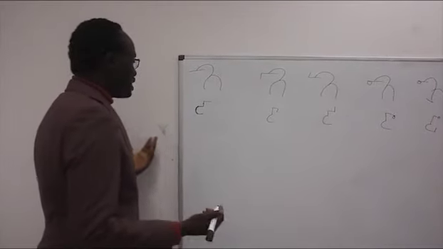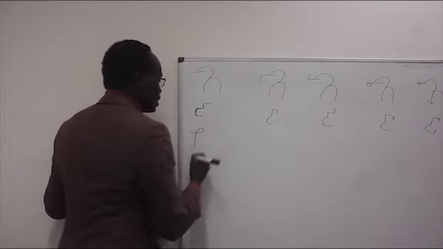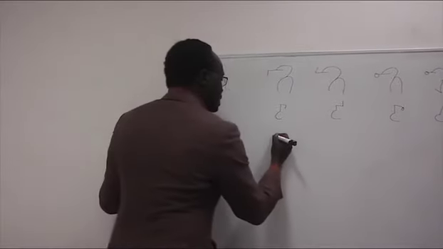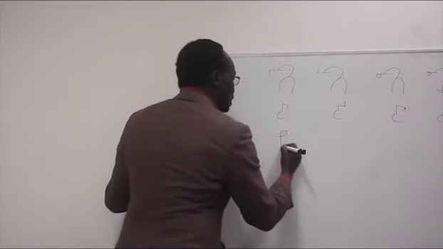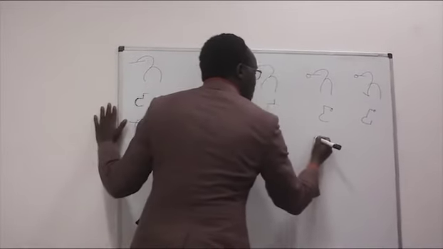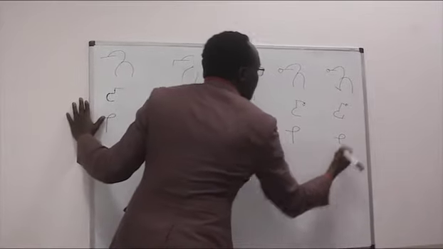So the next one now is Cha. Cha is simple. Cha is this way. This is how you write Cha. Cha is this. So you go that way. We can write it 5 times again. So we will write Cha 5 times. Cha that way. That is Cha.